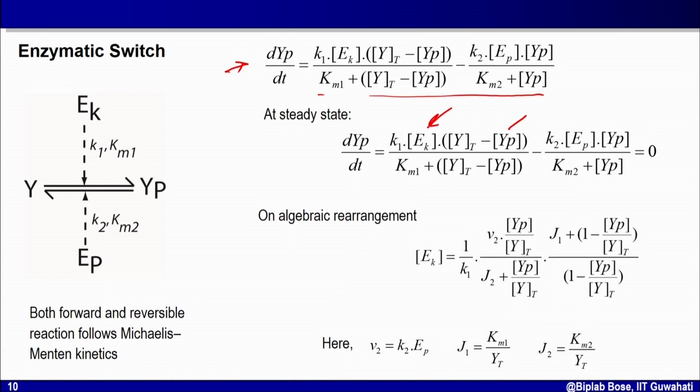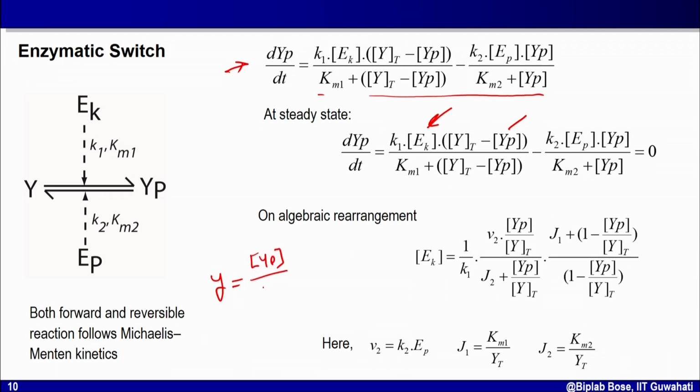So I want to keep that separate on the left hand side and the rest of the thing including Yp on the other side. So what I can do is lots of algebraic rearrangement. I have skipped them here to save time, and eventually what you get is that Ek is equal to a relationship where I have represented Yp in terms of Yp divided by Yt. So I have represented not just Y, I have divided Yp by Yt. So my relations become simple, and it has a biological meaning also.